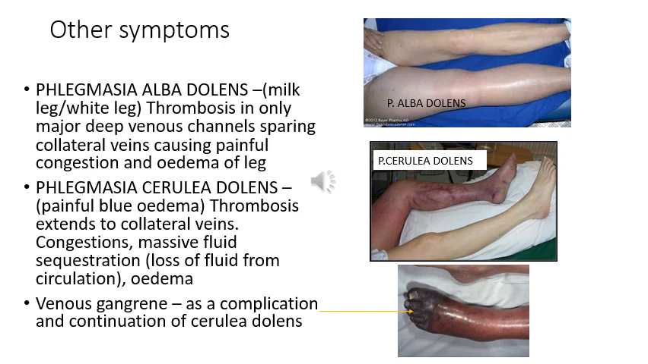Whereas phlegmasia cerulea dolens is painful blue edema, because the thrombosis extends to the collateral veins. It is present in the deep veins and also the collateral veins. So there is total congestion, massive fluid sequestration. That means fluid is lost from the circulation, leading to edema. And usually the complication of cerulea dolens is venous gangrene. There is a complete lack of circulation, which leads to gangrene formation of the foot.